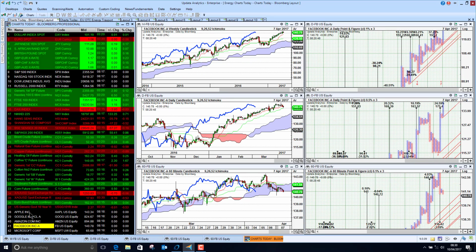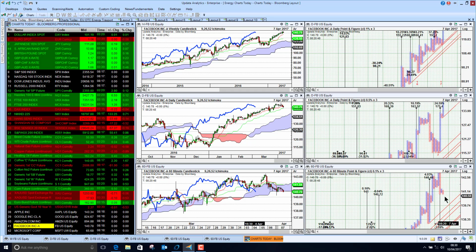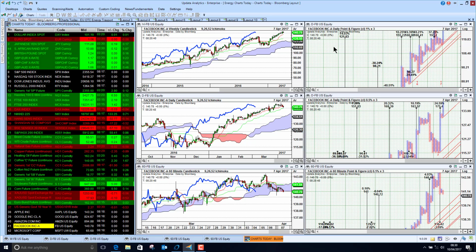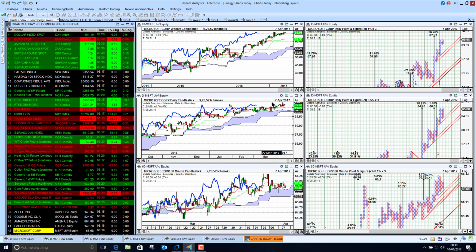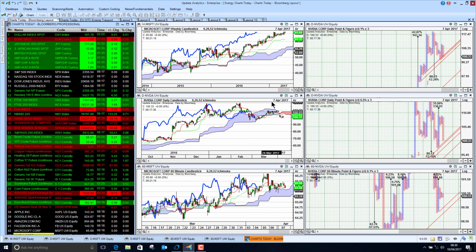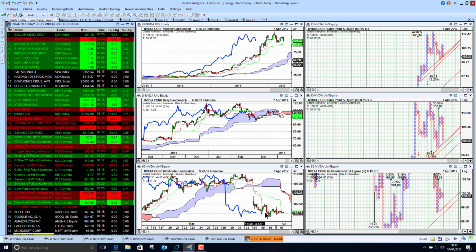holding its bullish position. Facebook generating a downside target here, but still looking pretty bullish, and that's an amazing medium-term trend and lots of targets. Microsoft still looking bullish above the cloud, and Nvidia just still hanging at this 100 level.